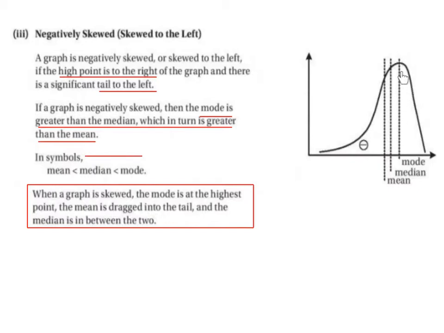It's the highest point of the graph. To the left of that is the median, and to the left of the median is the mean. So in symbols, the median is greater than the mean, and the mode is greater than the median. Or you could say the mean is less than the median, and the median is less than the mode. When a graph is skewed, the mode is at the highest point, the mean is dragged into the tail, and the median is in between the two.